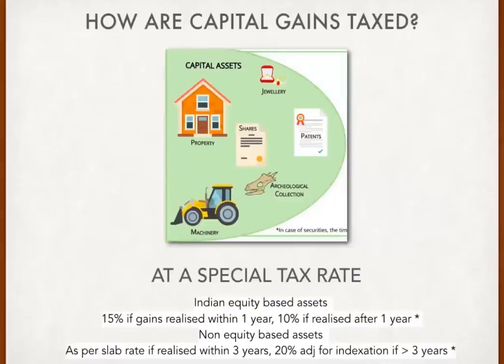How are capital assets taxed? They are taxed at a very special rate. Indian equity-based assets, if you have shares or mutual funds, are taxed at 15% if the gains are realized within 1 year, or 10% if realized after 1 year. So for example, if you invest a lakh of rupees and hold those investments for 2 or 3 years, and the lakh of rupees becomes 1.5 lakh rupees, and you book those profits at the end of 3 years, the 50,000 rupees profit that you have booked will be taxed at the rate of 10%. If you book the same profit within 1 year, you'll be taxed at the rate of 15%.